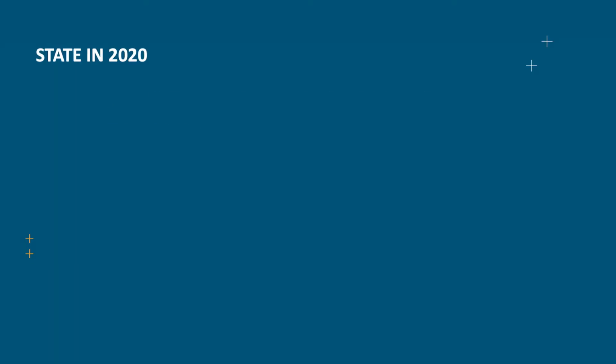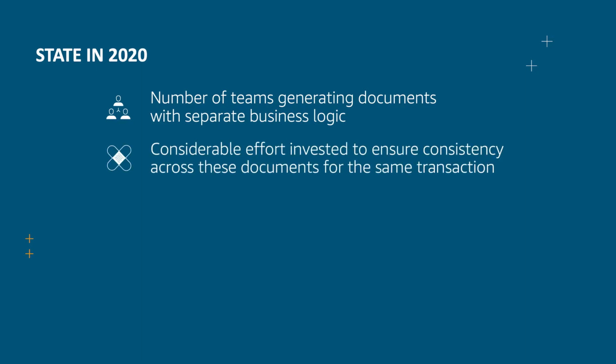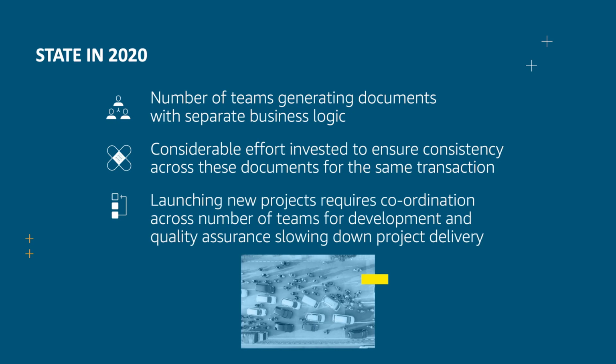In 2020, we had a number of teams generating independent invoice documents with separate business logic and separate systems. It required considerable amount of effort investment to ensure data consistency across these invoice copies, even though they were for the same transaction. Launching new projects required coordination across teams for quality assurance and development, slowing down project delivery. Essentially, we had a bottleneck on our hands.